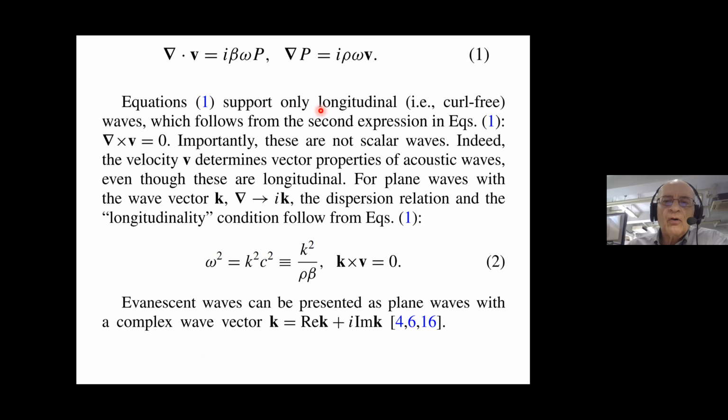These equations support only longitudinal, that means curl-free waves, which follows from this expression here. These are not scalar waves. The velocity, v, determines vector properties of acoustic waves, even though these are longitudinal. For plane waves, there is this dispersion relation and the longitudinality condition. So there is the analogous longitudinal condition for acoustic waves: K cross V equals 0. The evanescent waves can be presented again as plane wave with a complex wave vector.